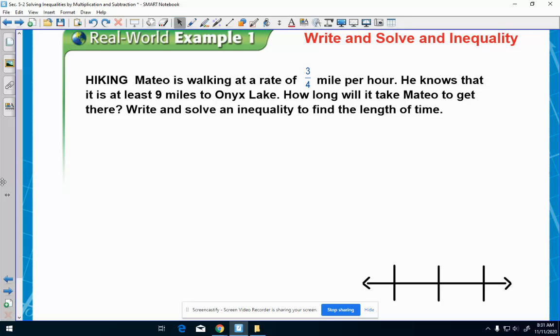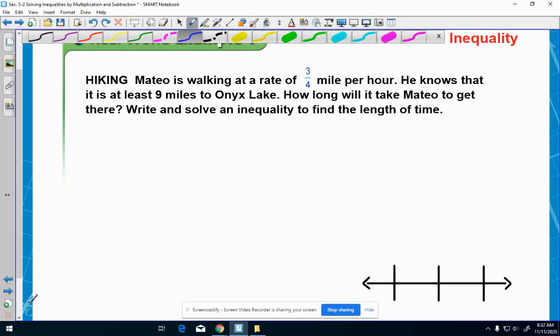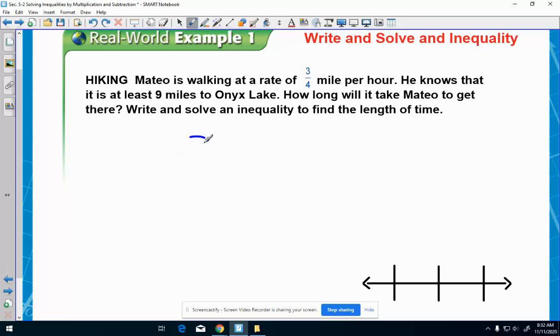Okay. So if he's walking 1 mile an hour, it takes him nine hours to get there. He's walking less than that, so your answer's got to be greater than that. What would the inequality look like here? What would you write? He's walking at a rate of 3/4 of a mile per hour. It's going to take him at least 9 miles to get there. Okay. So we're thinking 3/4 x is less than or equal to 9. Did I hear you correctly?